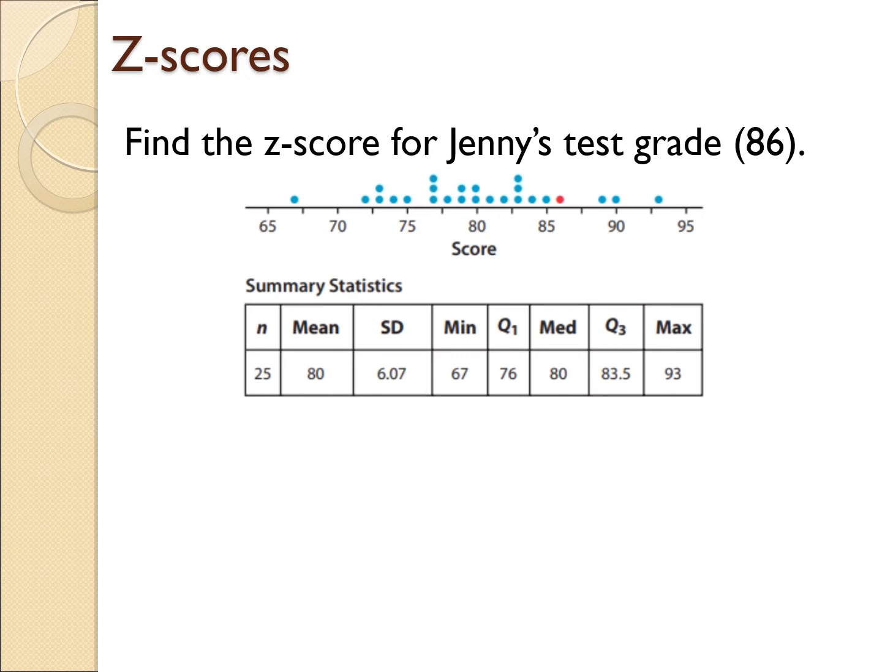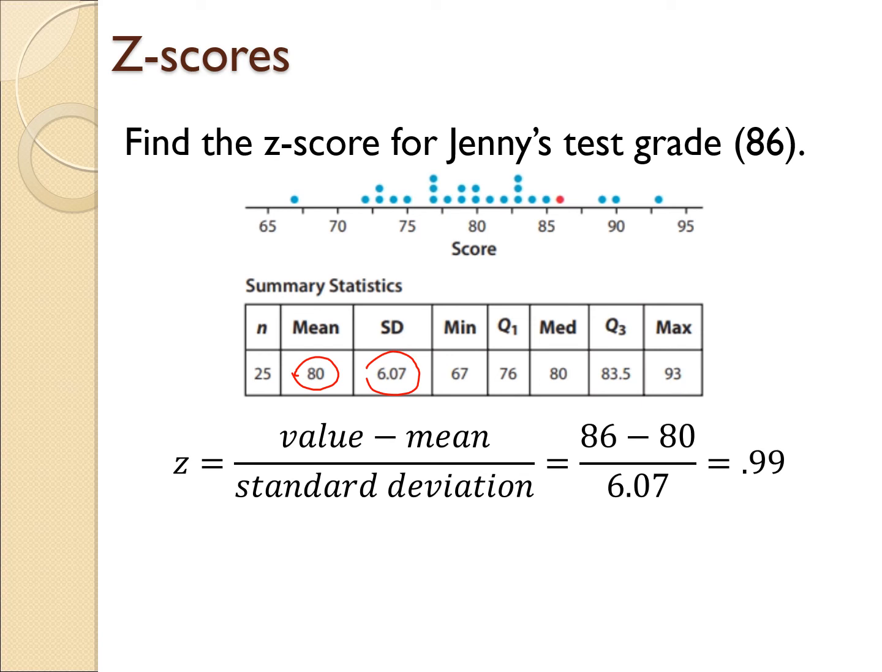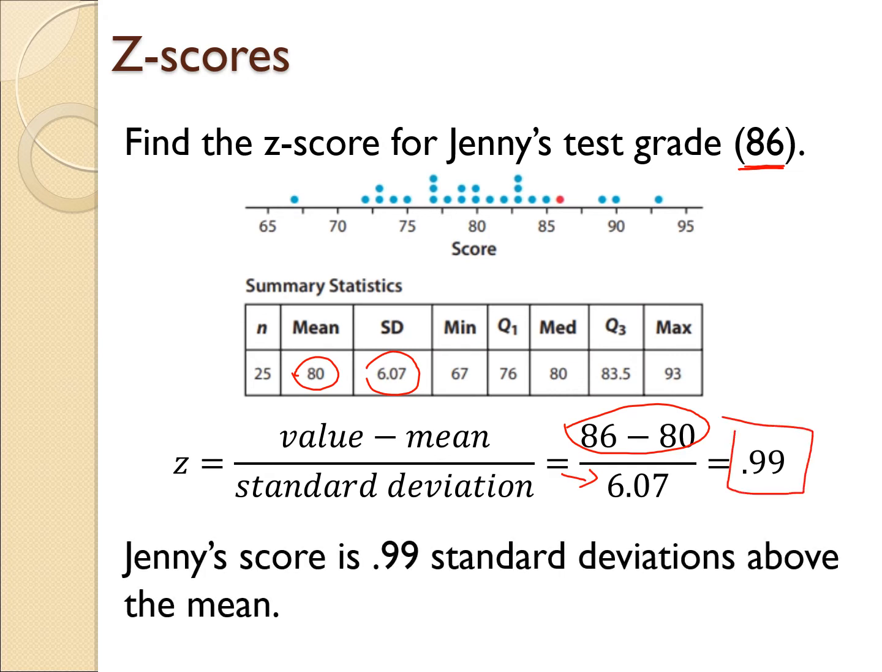So that said, let's find the z-score for Jenny's test grade, which was an 86. Again, it's that red dot up there. And this time it gives us a table of summary statistics, including the mean and the standard deviation. Those are the two values that we'll need to calculate the z-score. So we take our data value, Jenny's score of 86. We subtract the mean of 80, that's on the top of our fraction. And that difference gets divided by the standard deviation, and we get a z-score of 0.99. That tells us that Jenny's score on this test is 0.99 standard deviations above the average score.